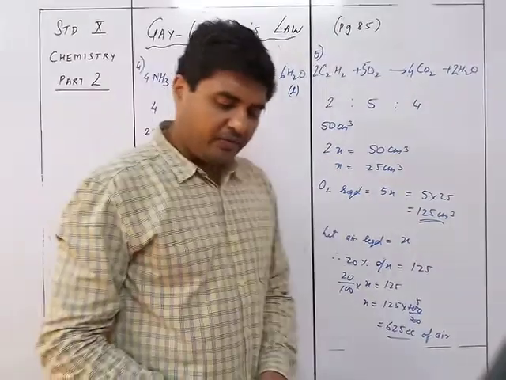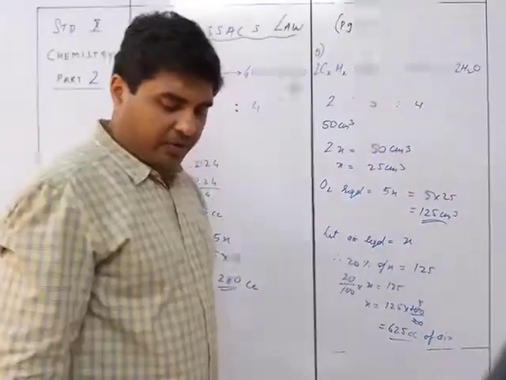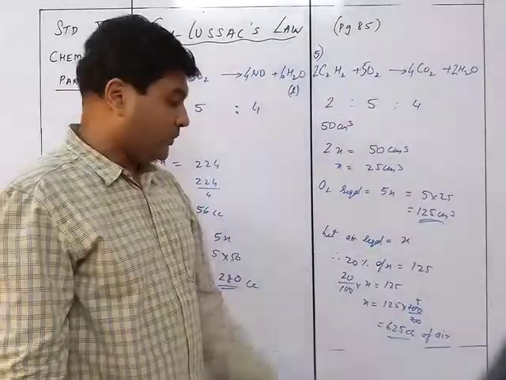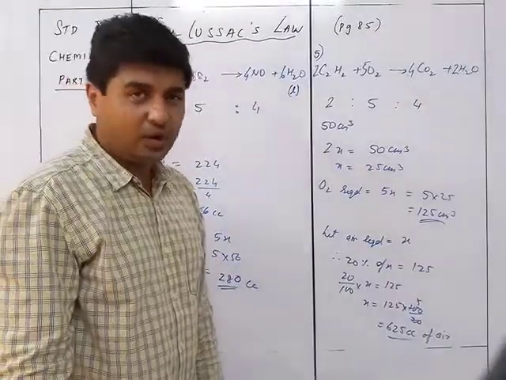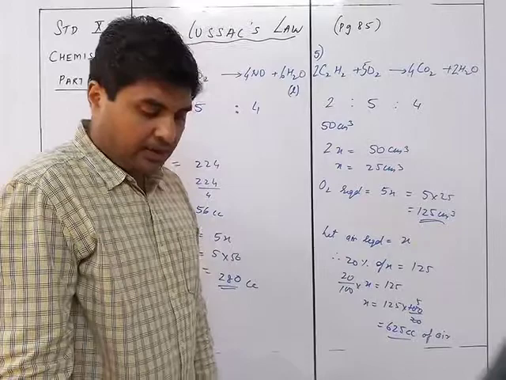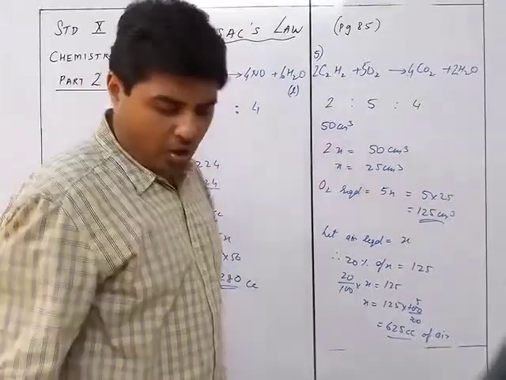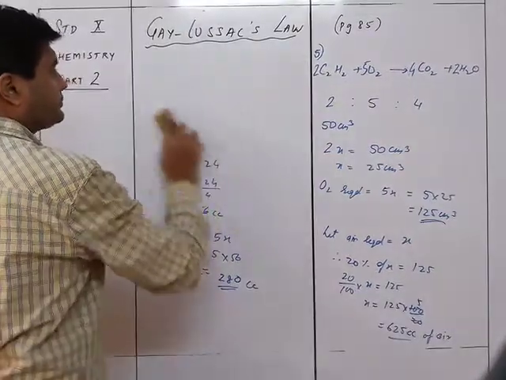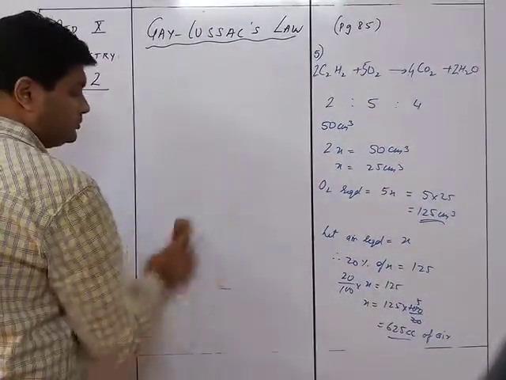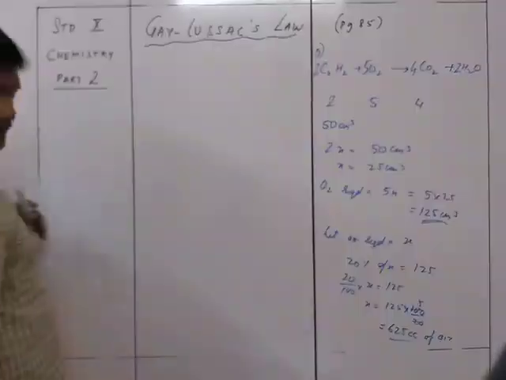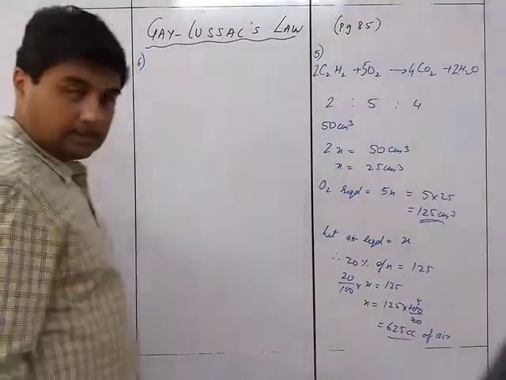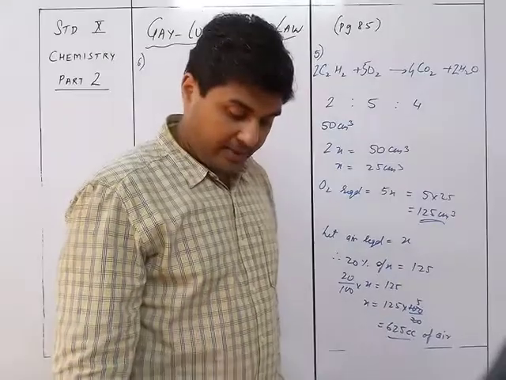So the volume of air required to completely burn this acetylene will be 625 cc of air. That was sum number 5. Now we move on to sum number 6.